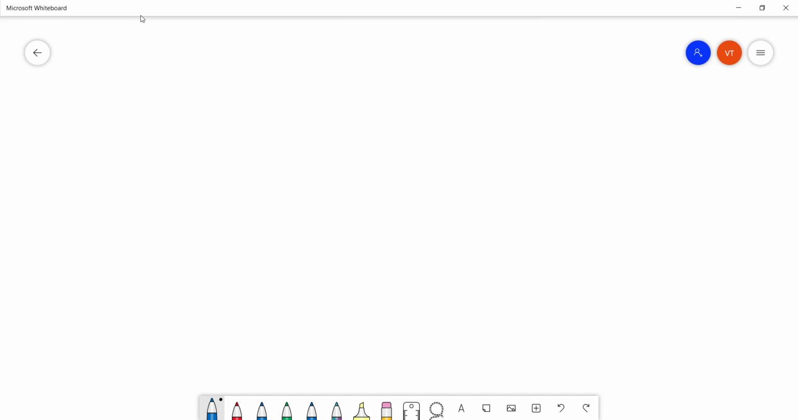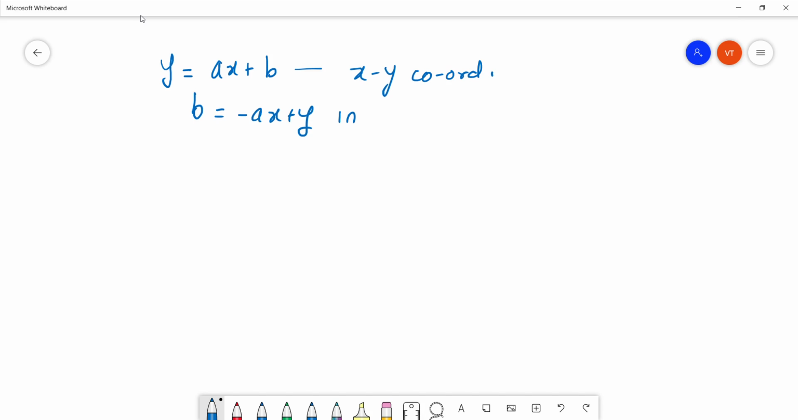Okay, so what is the straight line equation? Y is equal to ax plus b. Okay, and this is in the xy coordinate system, right? So we are writing b equal to minus ax plus y in the ab coordinate system, the ab plane.